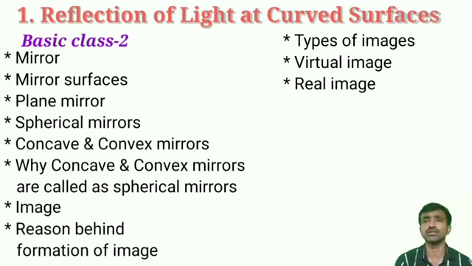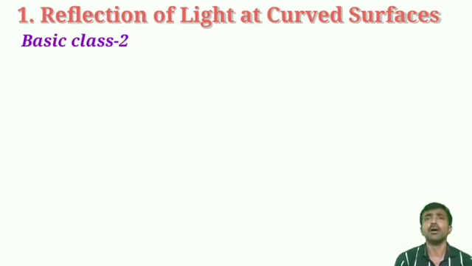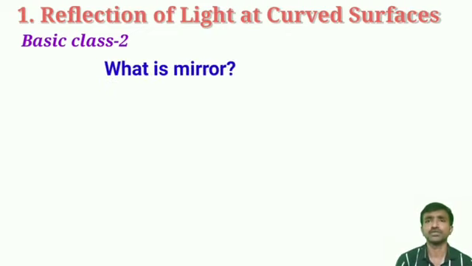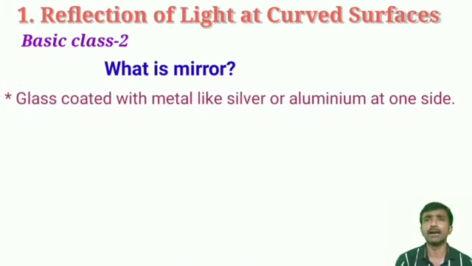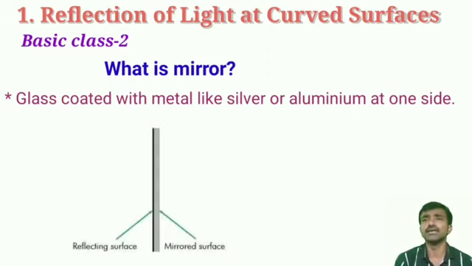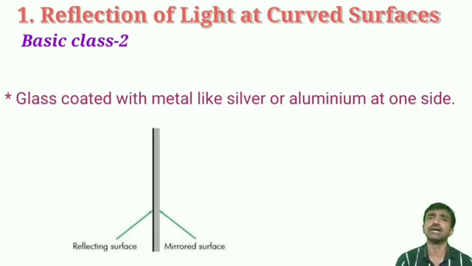So without delay, shall we start the class? The first topic for us is: what is a mirror? A mirror is simply made up of glass which is coated by a metal amalgam, or simply we can say silver or aluminium. When we coat that glass surface on one side, it makes the other surface a reflecting surface, so that it will reflect a clear image. Actually, due to reflection only, the image will be formed. We will discuss the formation of images in the ray diagrams.